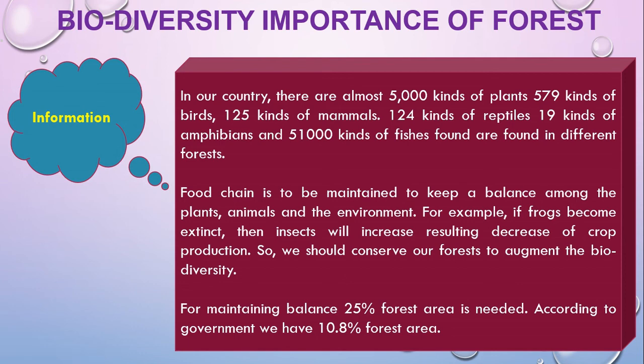So we should conserve our forest to augment the biodiversity. That means we know that frogs eat insects. So if frogs are extinct from the environment, then insects will increase day by day, and these increased insects will destroy all types of crops. That is why we need the food chain balance. For maintaining balance, 25% forest area is needed. According to the government, we have 10.8% forest in our country. So biodiversity to protect our environment is a must.